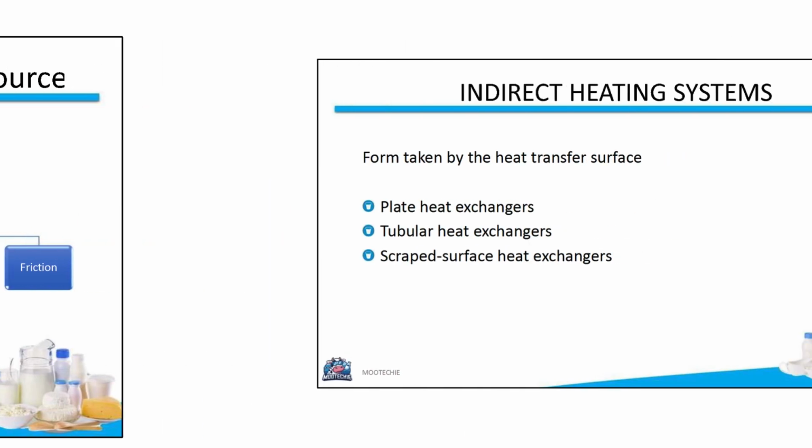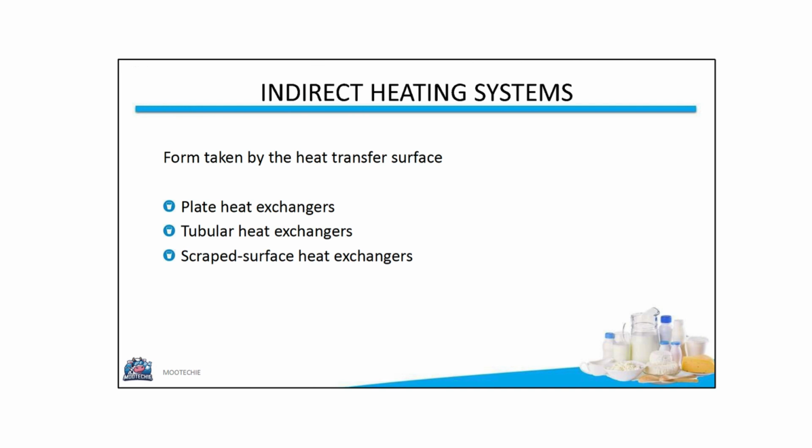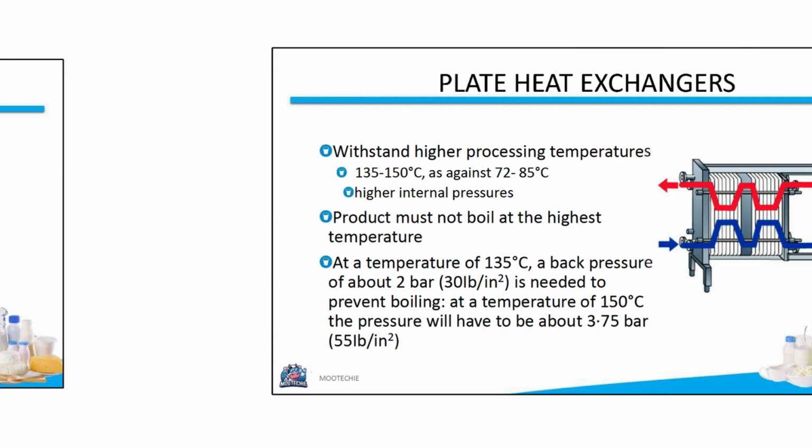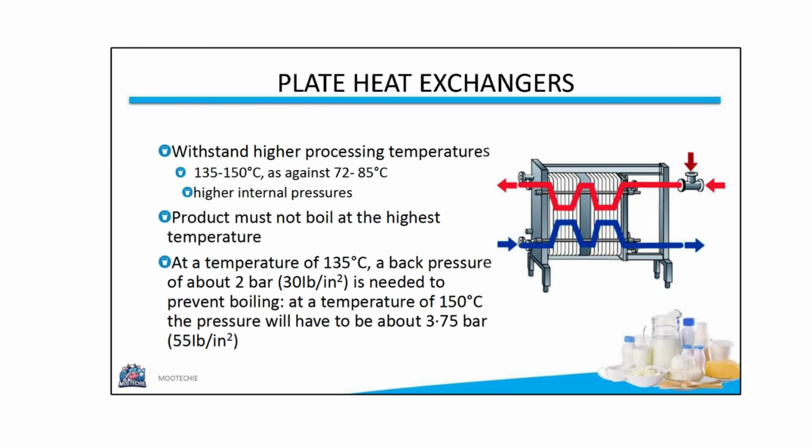Let's first explore indirect heating systems. These are defined by the form of the heat transfer surface, which can be plate heat exchangers, tubular heat exchangers, or scraped surface heat exchangers. Plate heat exchangers for UHT processing must withstand much higher temperatures and internal pressures than those used for pasteurization. They operate at 135 to 150 degrees Celsius. To prevent the product from boiling at these high temperatures, a back pressure must be maintained. For example, at 135 degrees Celsius, a back pressure of about 2 bars is needed, and at 150 degrees Celsius, it needs to be about 3.75 bars.